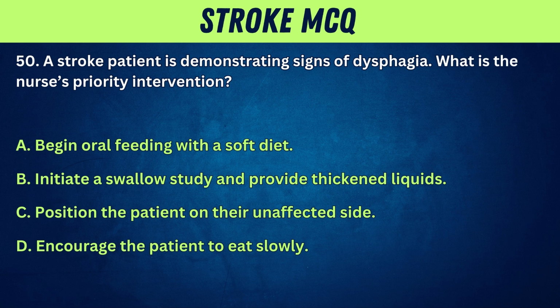50. A stroke patient is demonstrating signs of dysphagia. What is the nurse's priority intervention? A. Begin oral feeding with a soft diet. B. Initiate a swallow study and provide thickened liquids. C. Position the patient on their unaffected side. D. Encourage the patient to eat slowly.